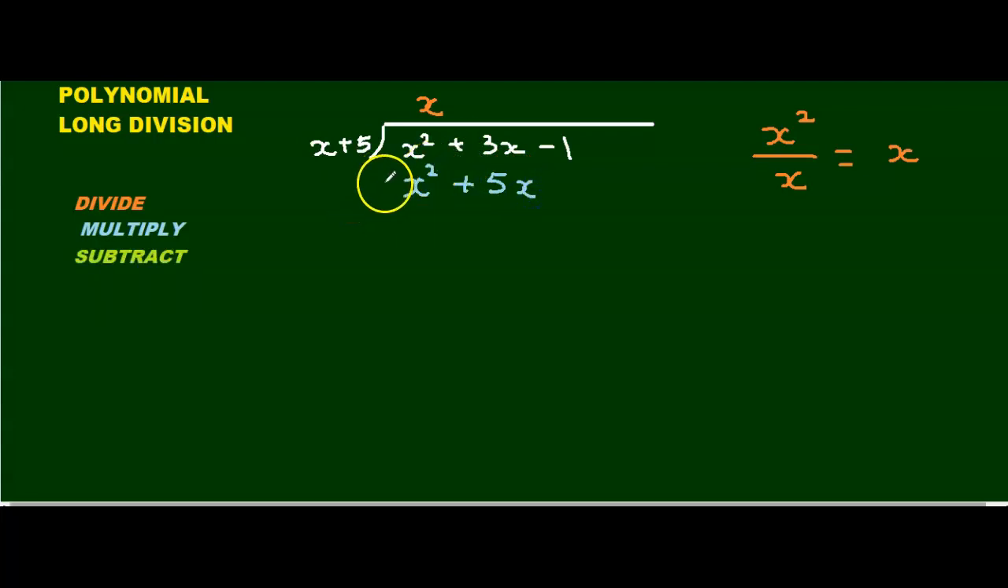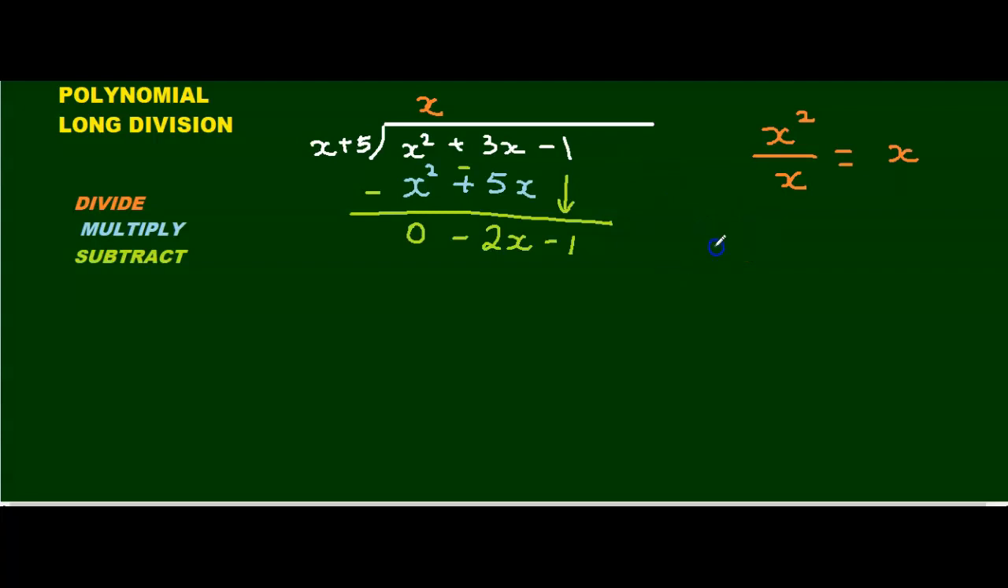So when we subtract from the blue line, we have to change all our signs. So x squared minus x squared gives us 0. 3x minus 5x gives us negative 2x. And we're going to bring down the negative 1. Then we're going to divide again.